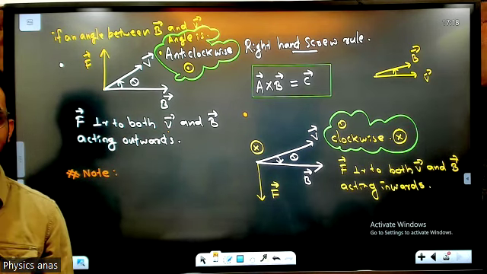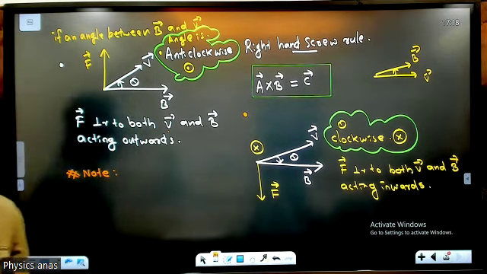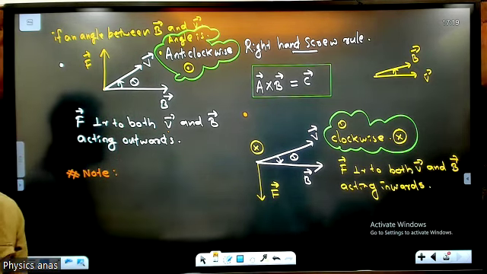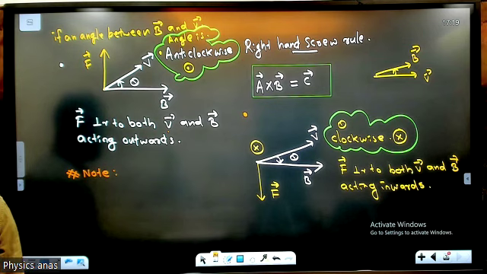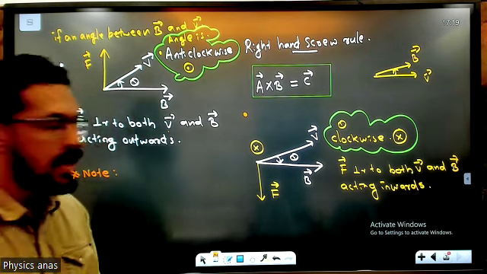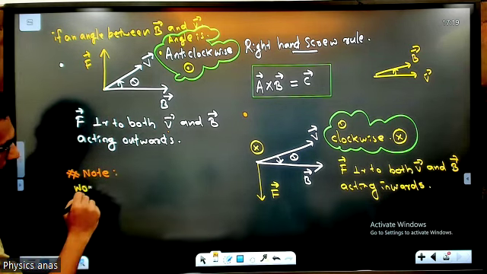It will be 0. Why is that? Force is perpendicular to the direction of motion. So work done by magnetic force is 0. You can write it as a note: work done by magnetic force is 0.